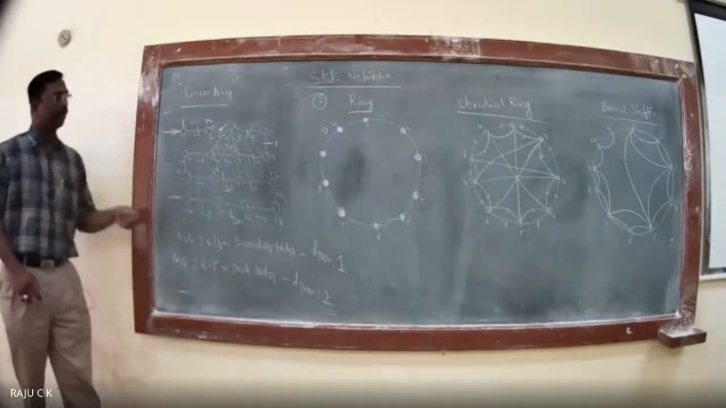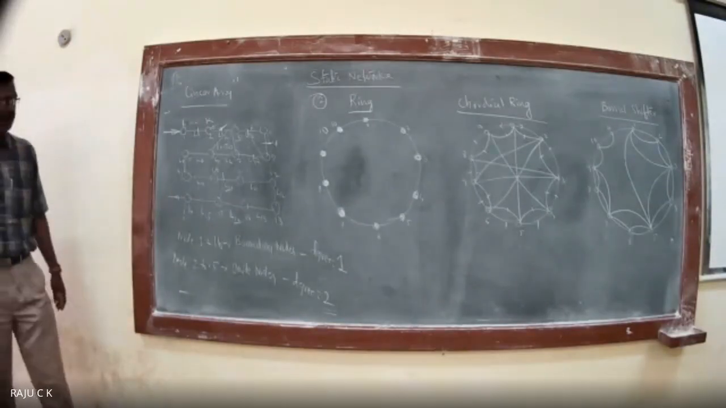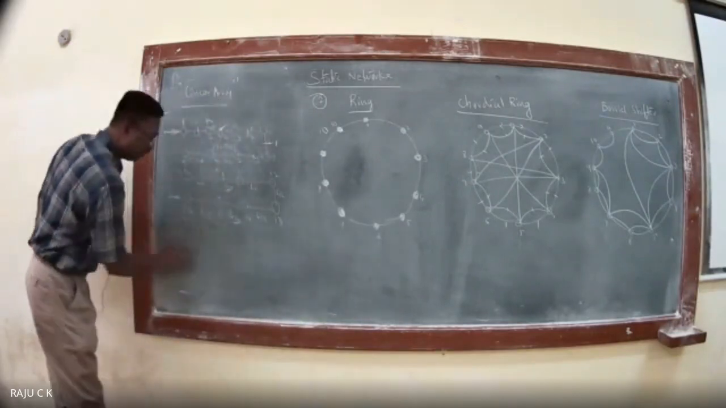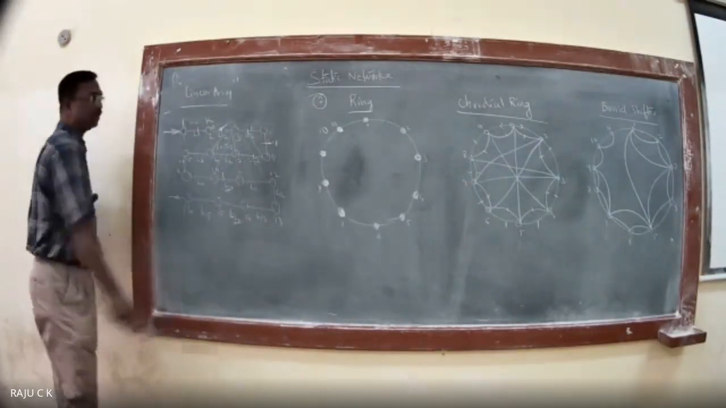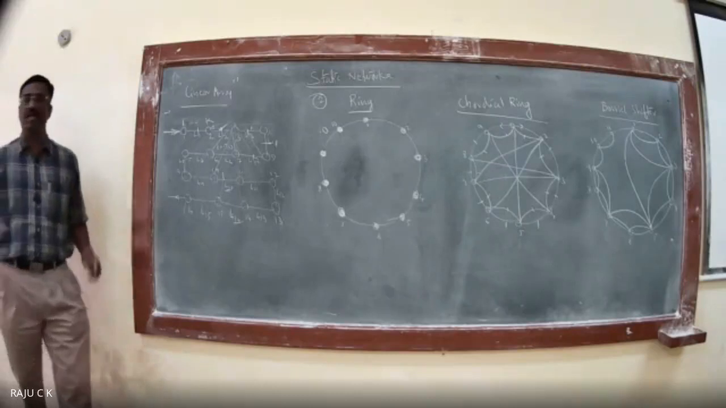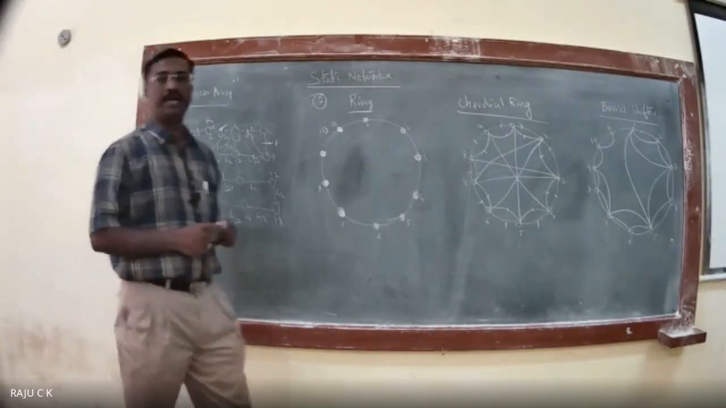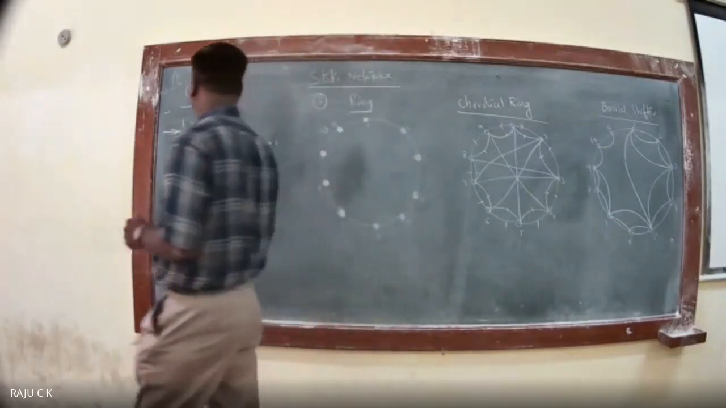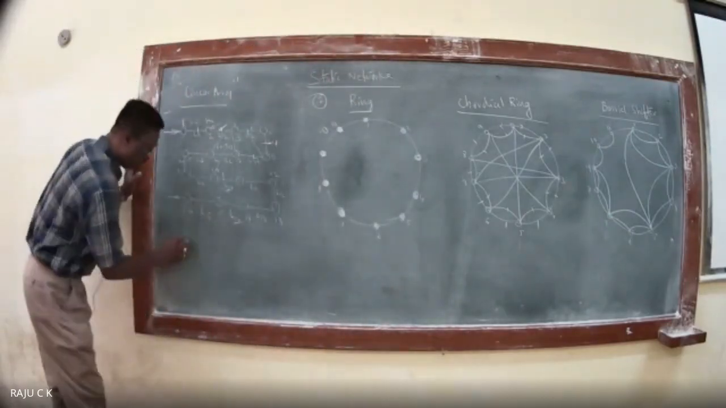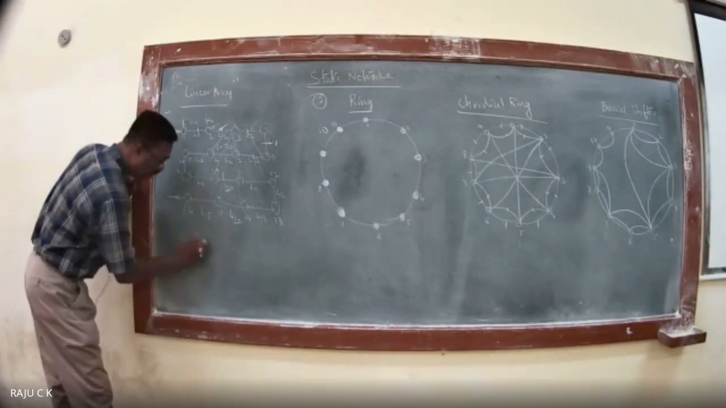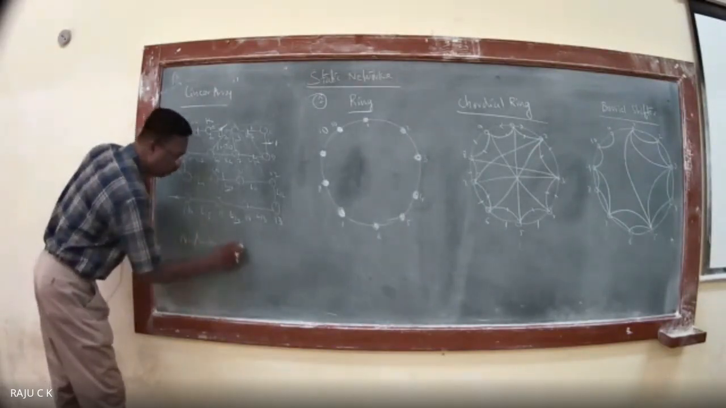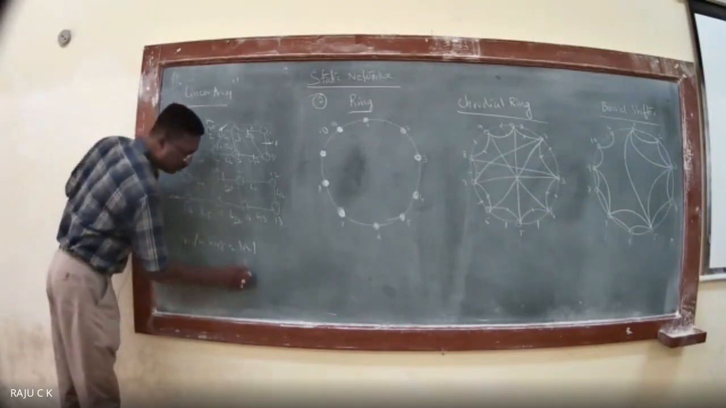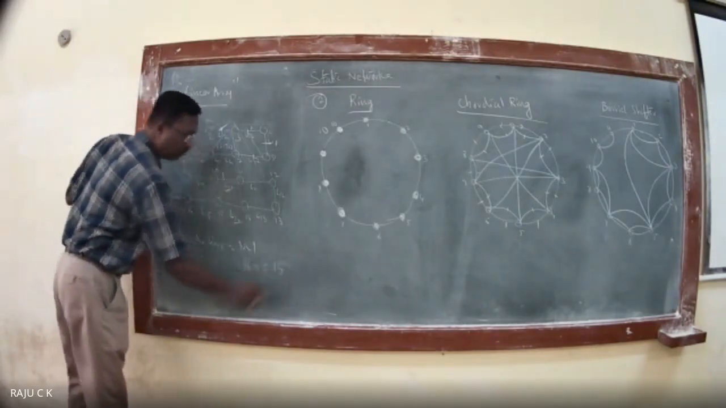The ring type network is exactly the same as the ring structure in your computer networks, where you use ring topology or bus topology. The same case applies here; it is called ring topology. So suppose for a linear array, the number of links is equal to n minus 1. Here that is 16 minus 1, which is 15.